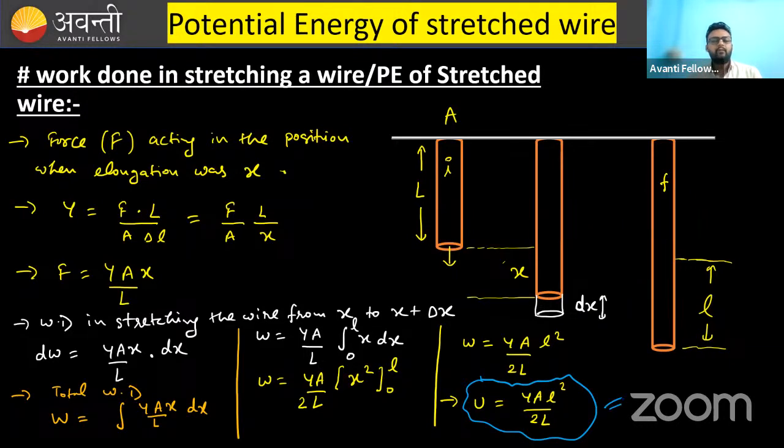What we have done here is, we have considered an intermediate position of extension or elongation x, and then calculated the work done for a small displacement dx. After that, for the complete work done, we have integrated it, and after integration, we got the answer. If you have any doubt, you can ask me. Otherwise, I am moving further.